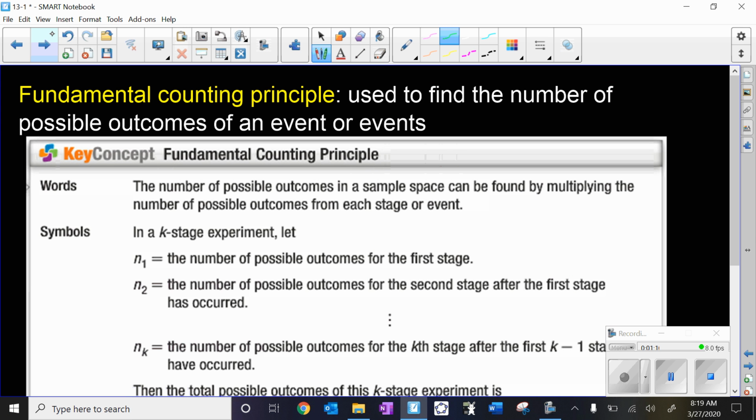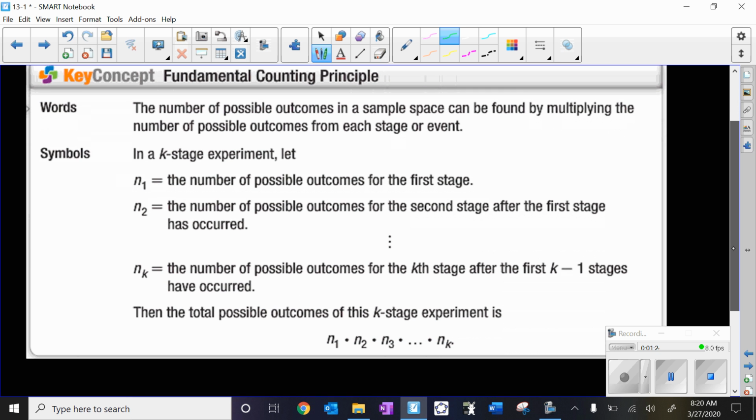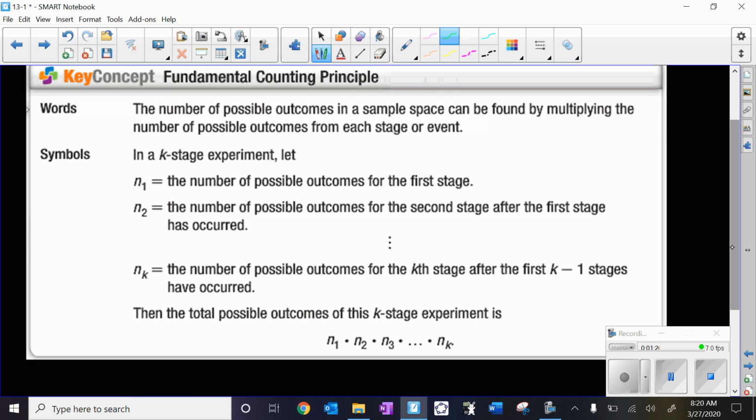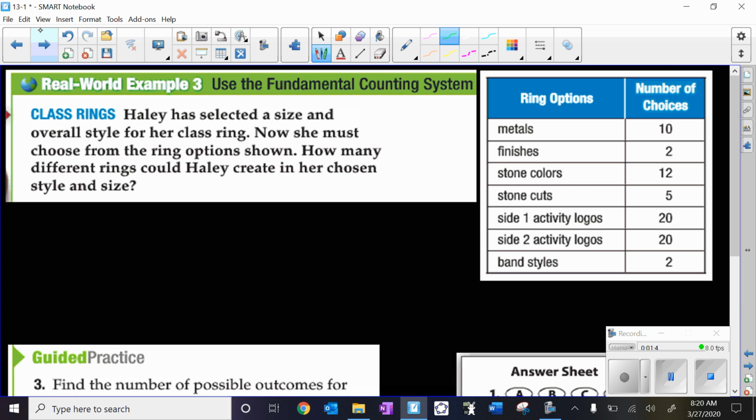With that being said, since tree diagrams can get so big, we're going to look at what's called the fundamental counting principle. And the fundamental counting principle asks you to come up with a number of outcomes for each event and then just multiply them all together. That will get you your entire sample space or your entire possible outcomes. Okay, sounds maybe a little bit more complicated than what it is. So we'll look at an example out of this.